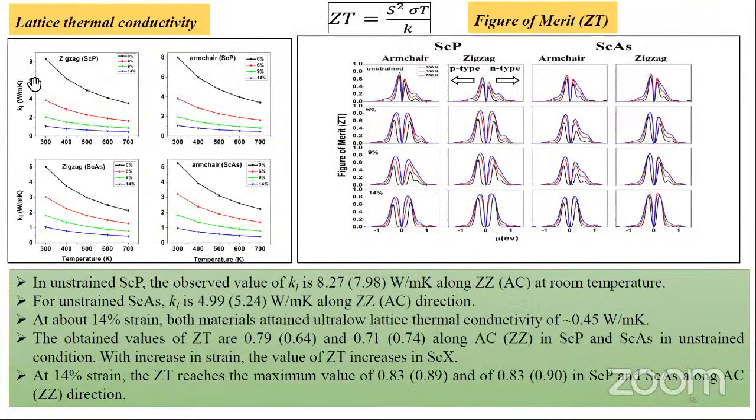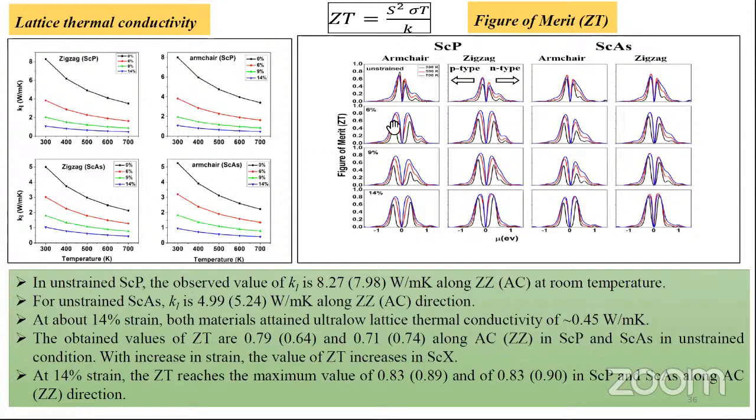And last, we have calculated the lattice thermal conductivity of both materials. For unstrained materials, the value of lattice thermal conductivity is 8.27 along the zigzag direction and 7.98 along the armchair direction. But at 14% strain, we got an ultra low value of lattice thermal conductivity, which is equal to 0.45. So we have already calculated the Seebeck coefficient, electrical conductivity, and lattice thermal conductivity of these materials.